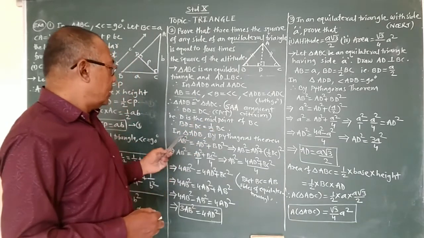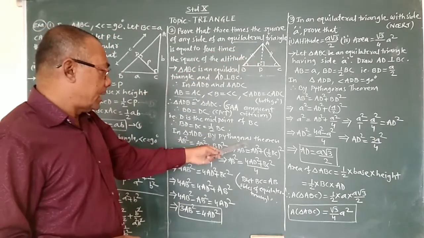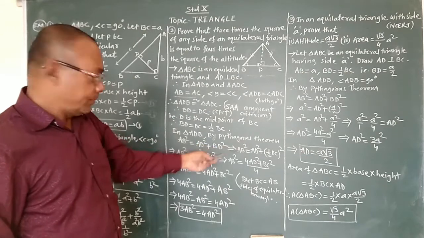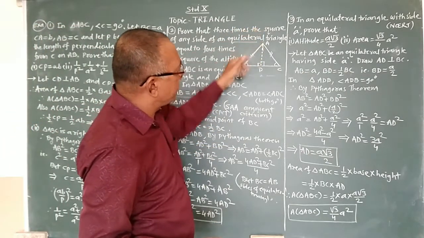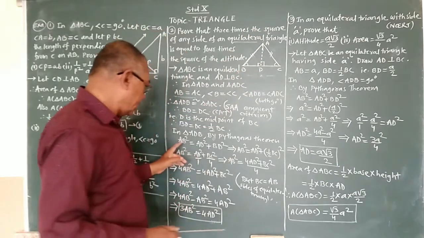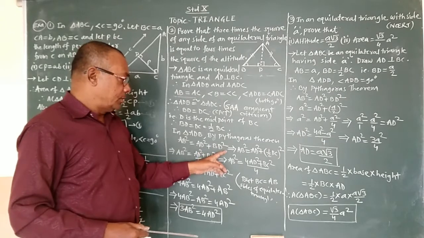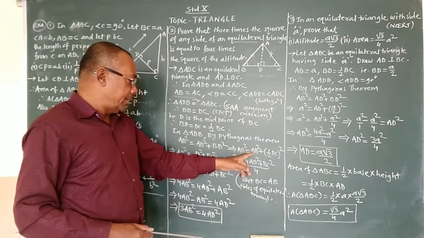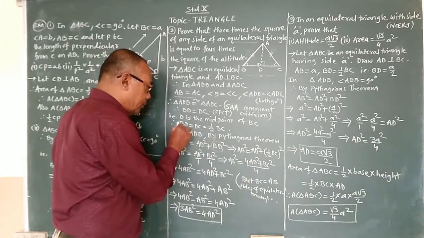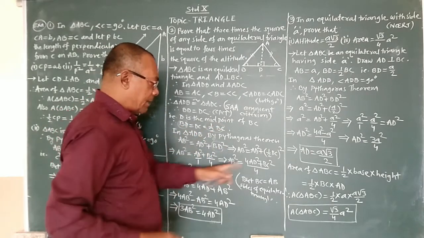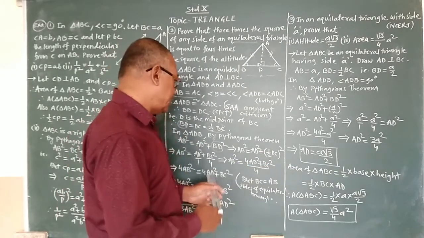And now in triangle ADB, which is a right angle triangle, we can apply Pythagoras theorem. So we can write AB square is equal to AD square plus BD square. That is, AB square is equal to AD square plus, instead of BD we will substitute its value. BD is equal to 1 half BC.